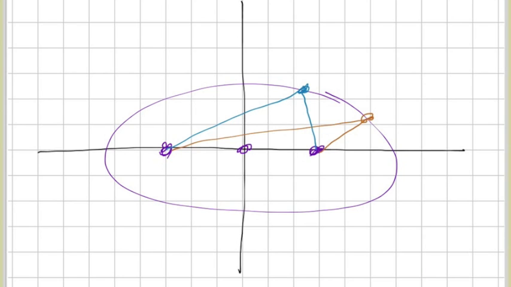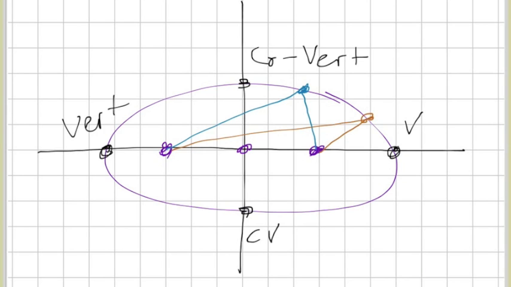So in here we have some important features, some definitions of things that we're going to see. We have at our ends the vertices. Okay, so there are two vertices. And then at our shorter ends we have what we call our covertices. Okay, so we have a set of vertices and a set of covertices. The vertices are the ones that are further away, and the covertices are the ones that are closer in. They can't be the same because if they were the same, it would be a circle.